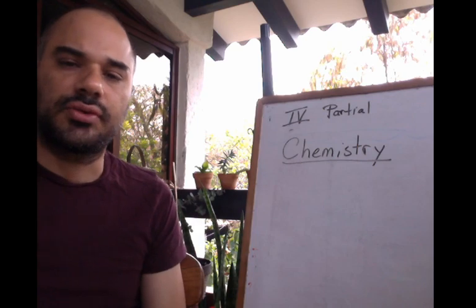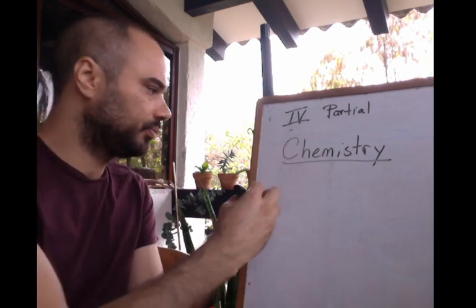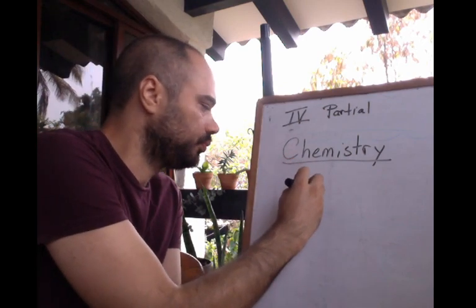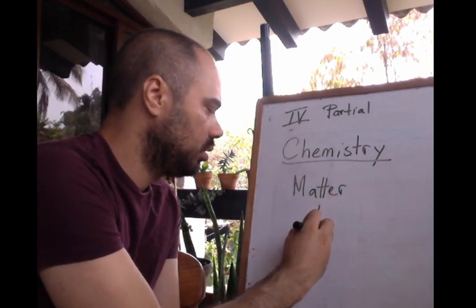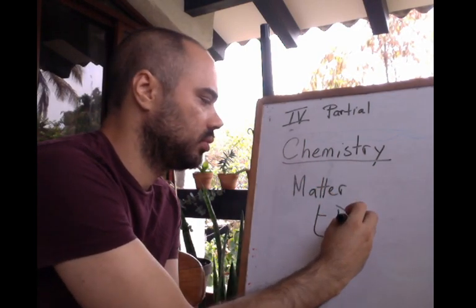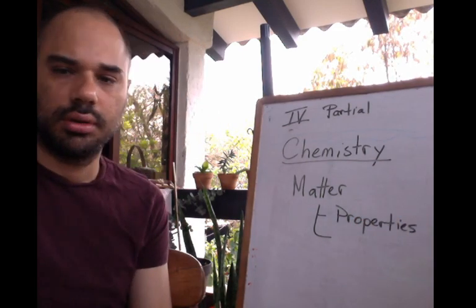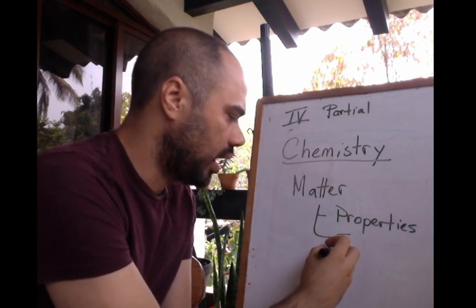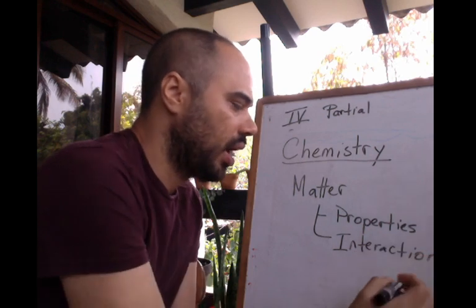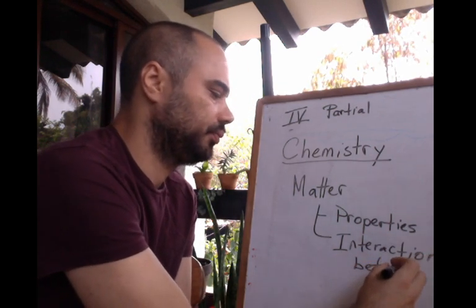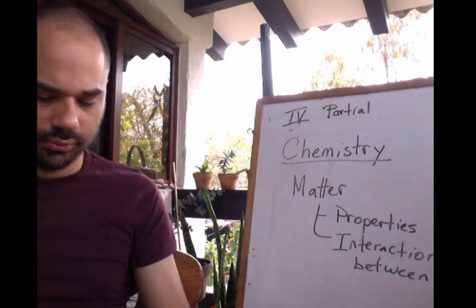Okay? Chemistry is the branch of science, of the physical sciences, that studies matter, the properties of matter, and their interactions. Properties of matter and interactions. Interactions between matter.